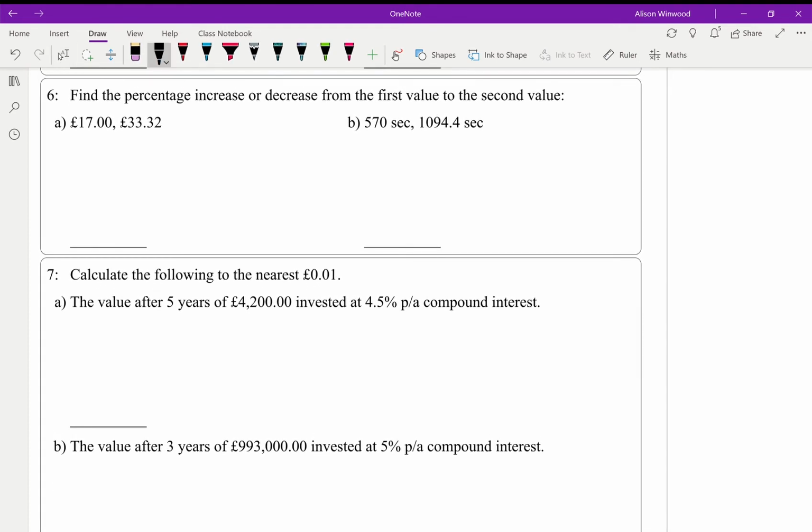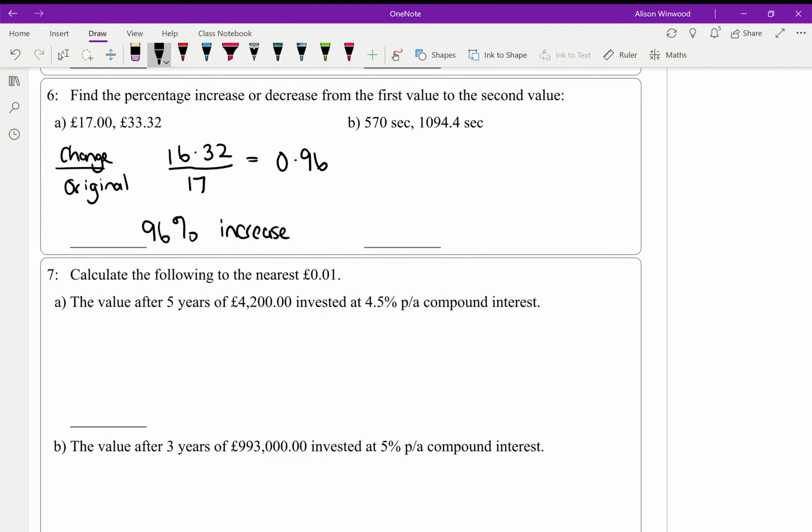To find percentage increase or decrease, we're going to do change over original. So 17 up to 33.32 is a change of 16.32, and we're comparing that to the original 17, which is 0.96 as a decimal, so 96%, and it's gone up, so that's an increase.